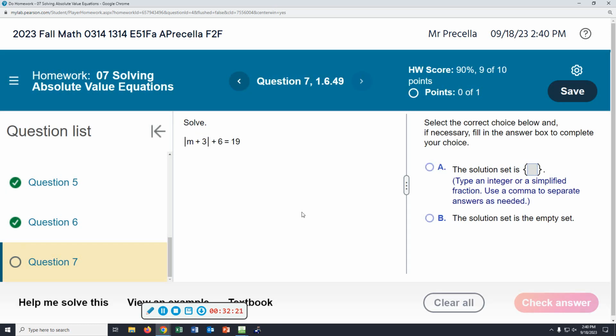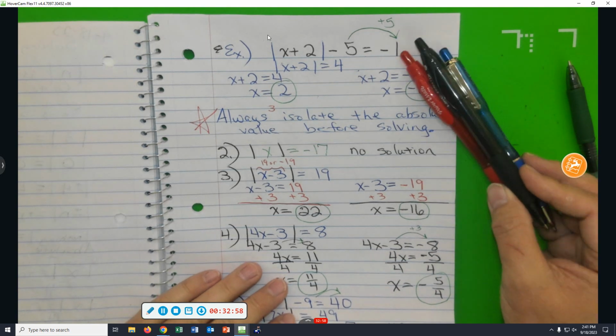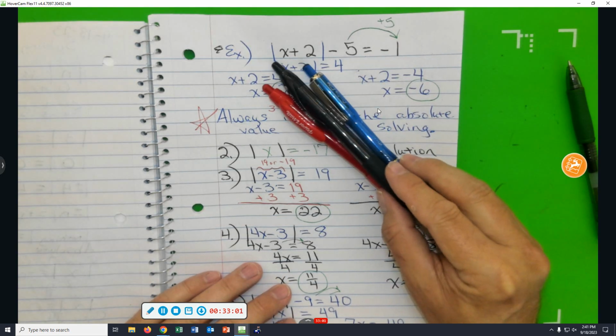Well, here's the last one. So it's got to be the hardest one, right? We have the absolute value of m plus 3, plus 6 is equal to 19. This sort of reminds me of that one that I made up at the start of class. Oh, wait. Let me flip over that. So I think we already know what we're going to have to do. Do y'all remember this one? And then that rule.